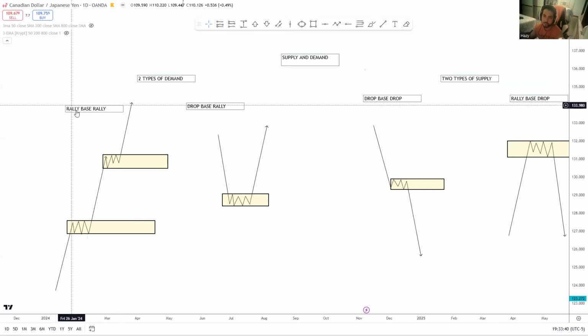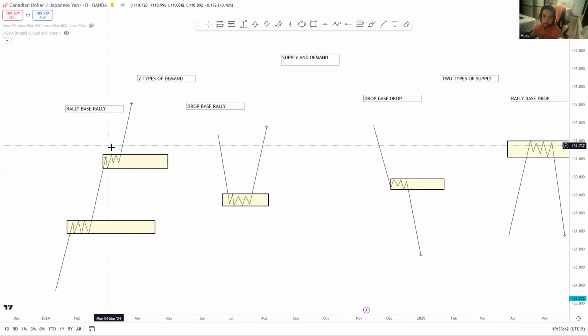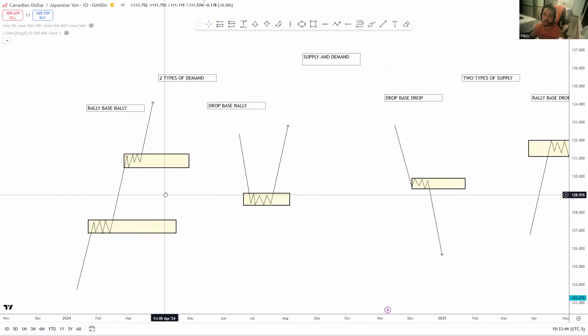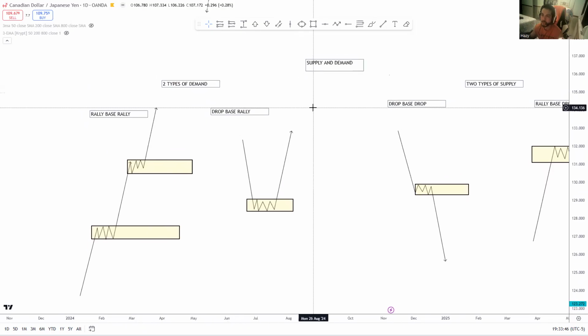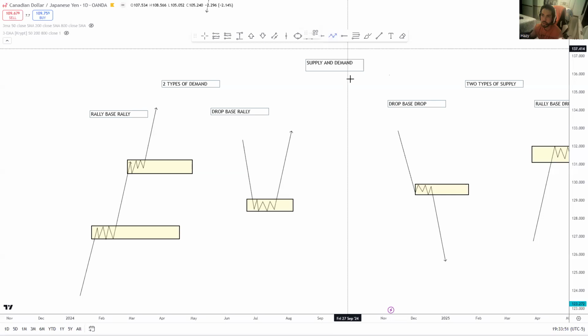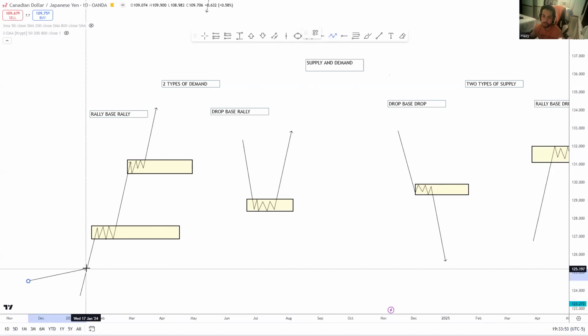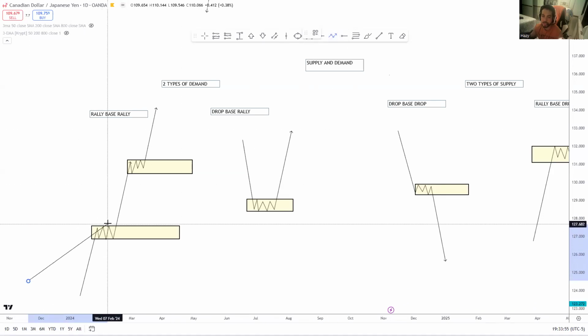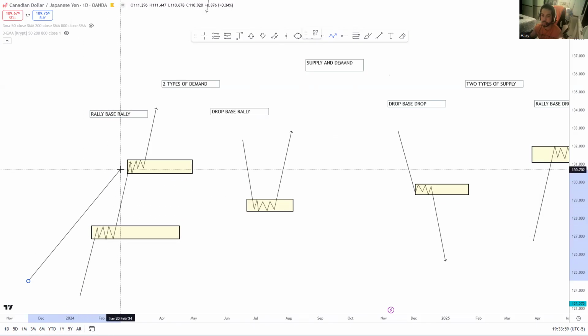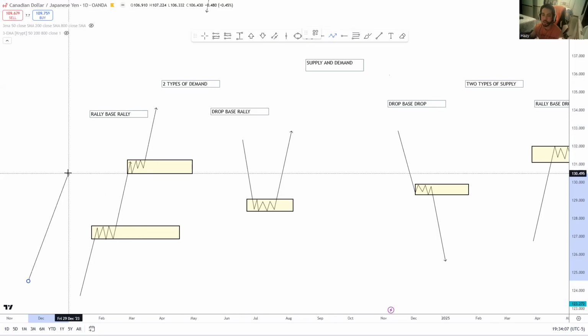The first type of demand is the rally-base-rally. Okay, so what's a rally-base-rally? It's the same thing as the name suggests. It has a rally, then it has a base, and then it has a rally coming off the base. Same thing here. There's a rally. This is the rally. Then there's a base, and then out of the base comes the other rally.